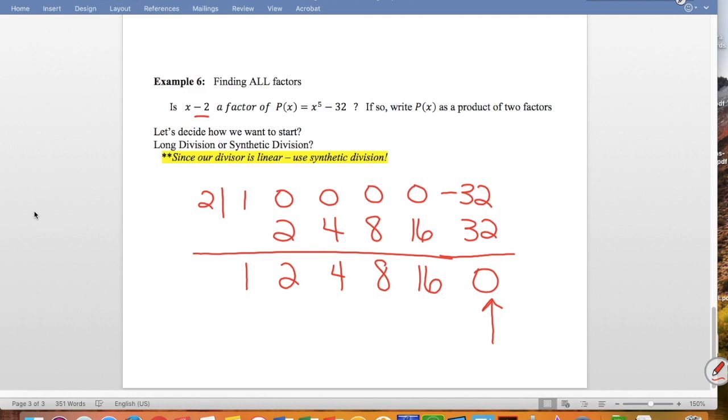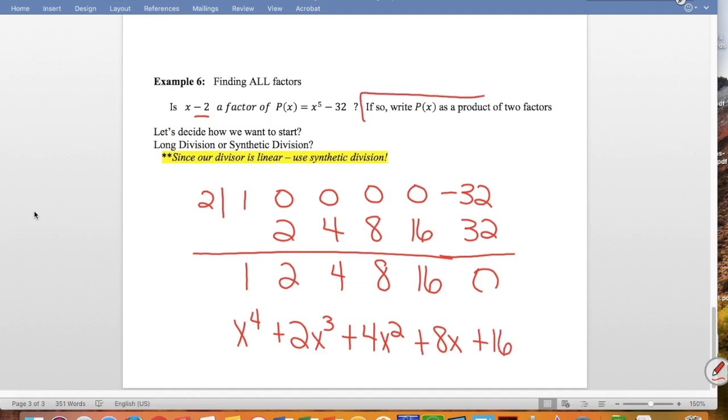Now, here's where I've got to write out my new polynomial. Okay? Because when I divide it, what am I left with? Well, I'm left with x to the 4th plus 2x cubed plus 4x squared plus 8x, excuse me, plus 16. Okay? Now it says, I'm going to erase that little arrow there for you. And it was remainder of 0. It says write this as a product of two factors, only two. I'm not going to ask you to factor this mess right here.